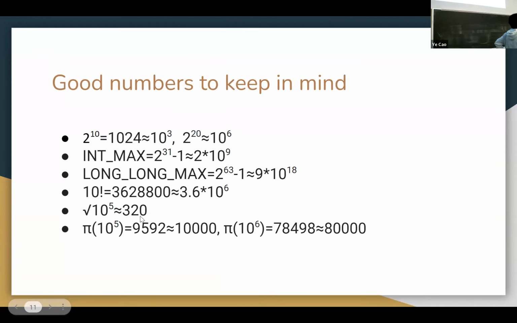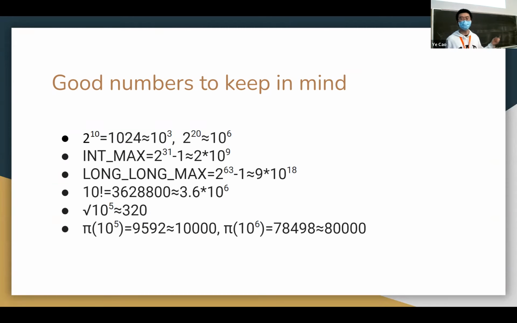Here are some good numbers you should keep in mind. 2 to the 10 is 1024. You should probably know that, which is approximately 10 cubed. 2 to the 20 is approximately 10 to the 6. The largest value you can store in an integer is 2 to the 31 minus 1, which is approximately 2 times 10 to the 9. That gives you an idea of when you should just keep using int, and when there is a possibility of overflowing an integer, so you should probably switch to long.